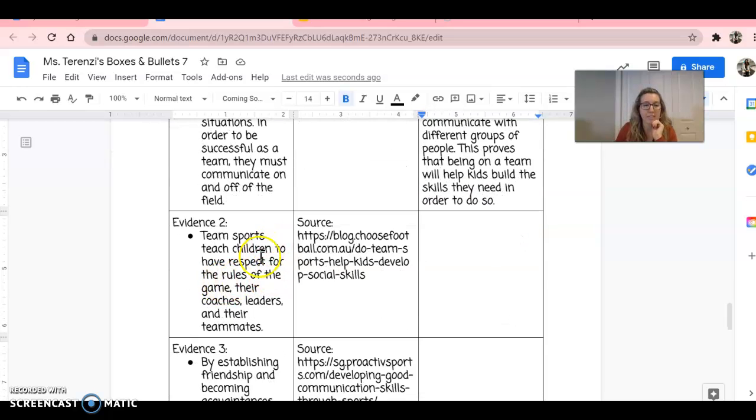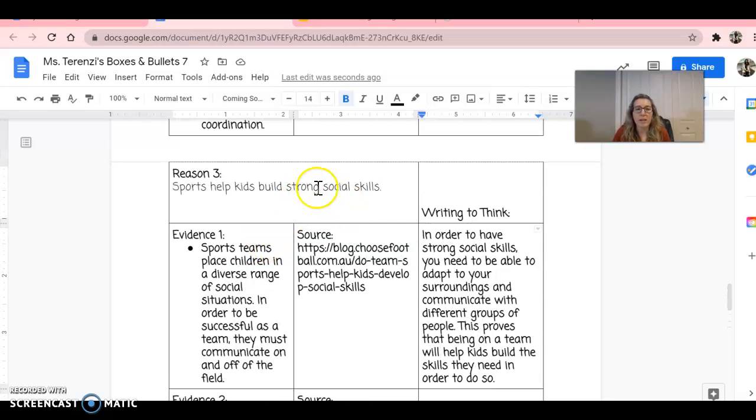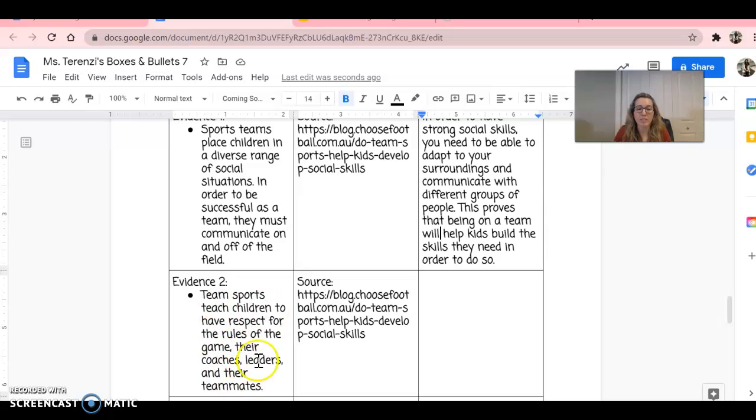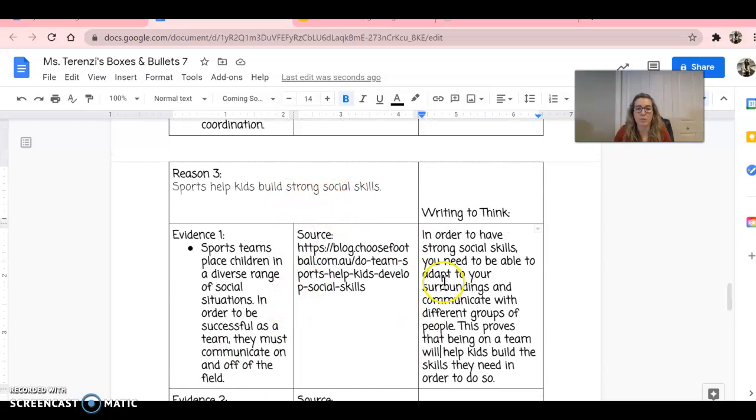Let's look at my second piece of evidence. Team sports teach children to have respect for the rules of the game, their coaches, their leaders, and their classmates. All right, so that's interesting. Sports teams teach kids how to have respect, but what does respect have to do with social skills? This is where I have to write to think and unpack this quote.